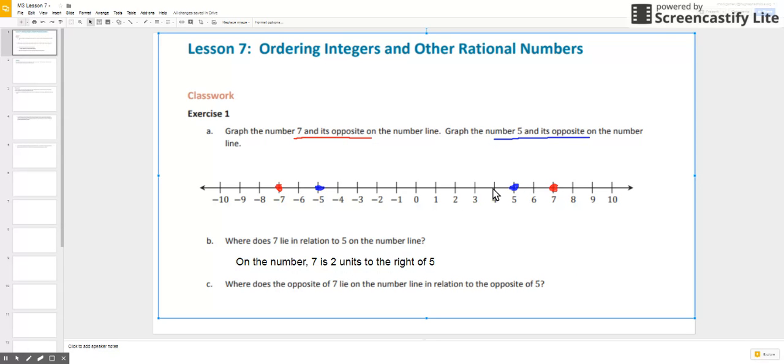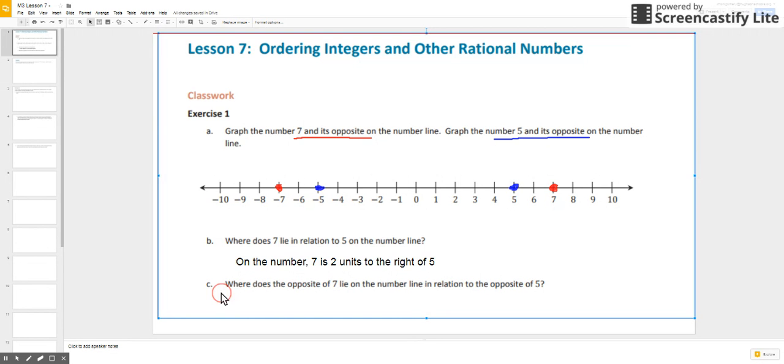If we look at the next one, it says, where does the opposite of 7 lie on the number line in relation to the opposite of 5? The opposite of 7 is negative 7, and the opposite of 5 is negative 5. So where does negative 7 lie in relation to negative 5? Well, it's 2 units to the left. If we're talking about both opposites, it would be the same distance from each other, just in opposite directions.